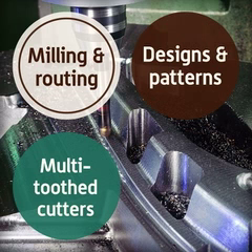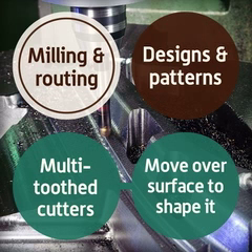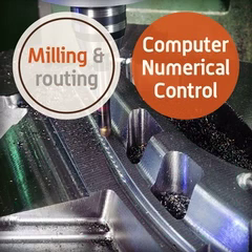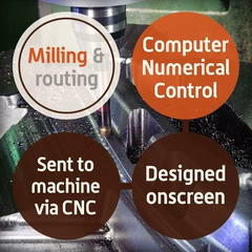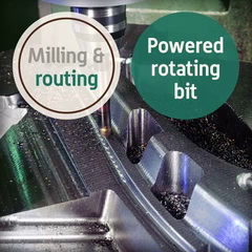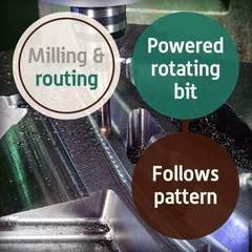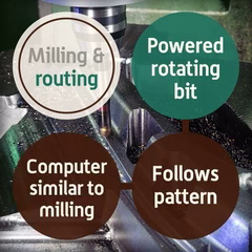These processes use multi-toothed cutters that move over the surface in order to shape it. Traditionally, milling machines were manual, but now computer numerical control, CNC, is also used. Designs are drawn on a screen and data is sent via the CNC to the machine. Routing is the cutting of shapes by a powered rotating bit that follows a pattern and uses a computer similar to that used in milling.